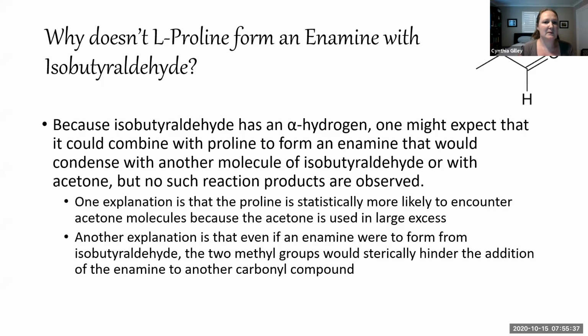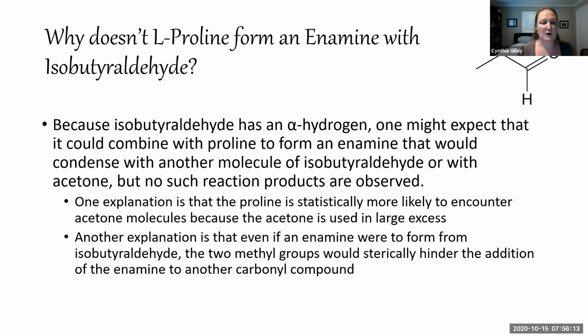Okay, let's discuss a little bit more. Why doesn't L-proline form an enamine with isobutyraldehyde? So the premise of this reaction is that you're using the L-proline and it forms an enamine with acetone. But why does it form an enamine with acetone? Why doesn't it form an enamine with isobutyraldehyde? Both acetone and isobutyraldehyde contain an alpha hydrogen, which is necessary to form an enamine. So it's technically possible for an enamine to form with either acetone or isobutyraldehyde.